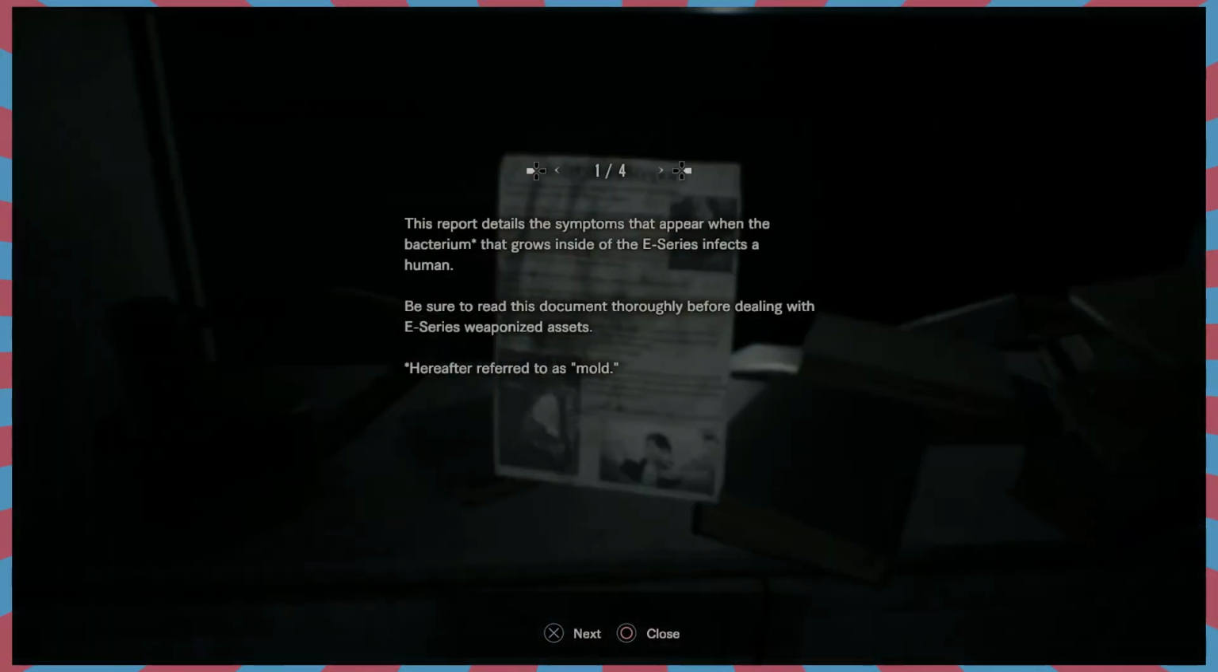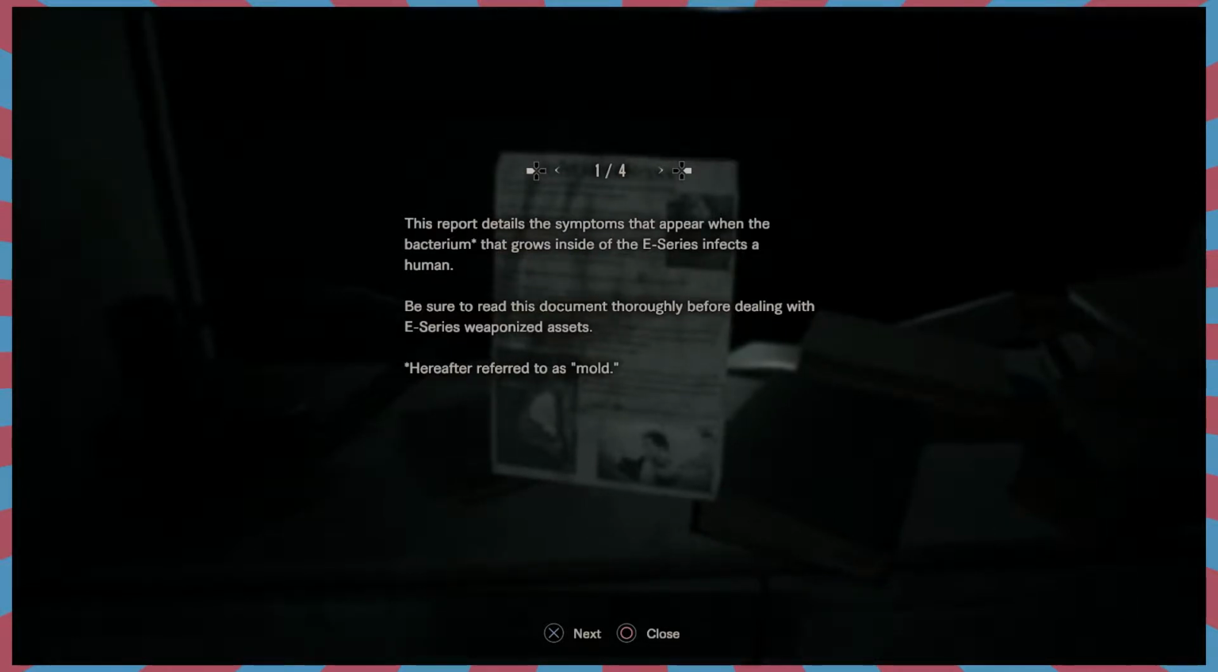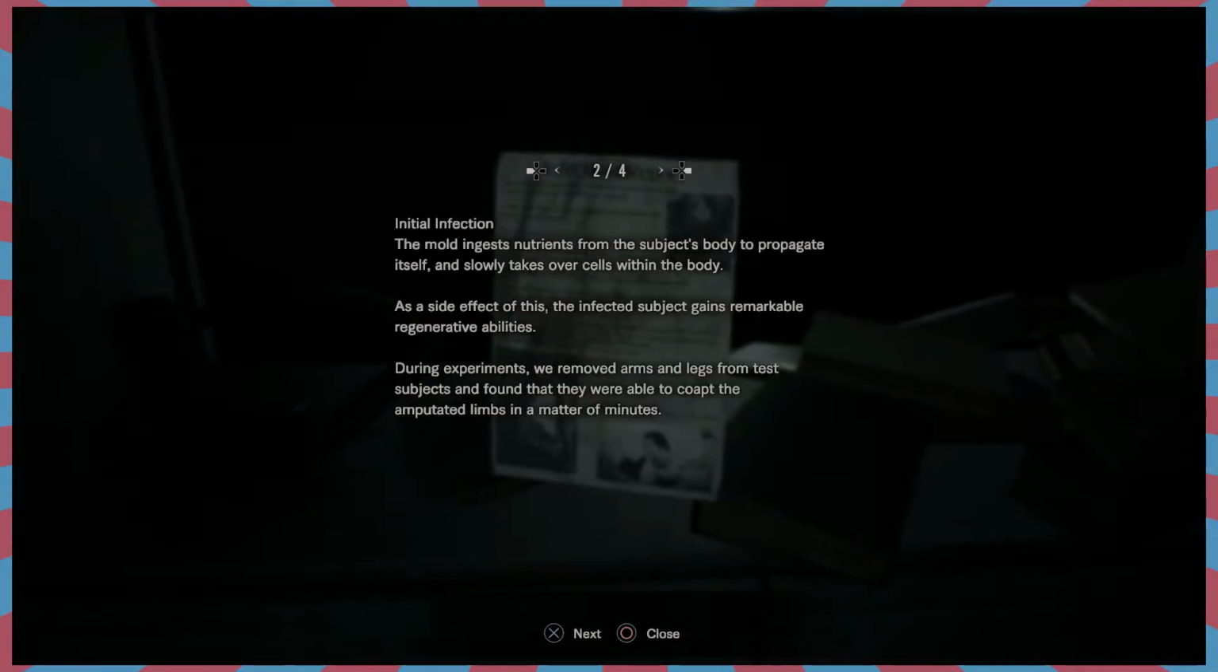Oh, yeah, I should actually read it. This report, why is it... It's like 4 pages, but it was 1 page. This report details the symptoms that appear when the bacterium, heretofore referred to as mold, grows inside the E series and infects a human. Evelyn must be the E series. Yeah. So she's the E virus. So they had D viruses, but now there's an E virus. Be sure to read the document thoroughly before dealing with E-series weaponized assets.